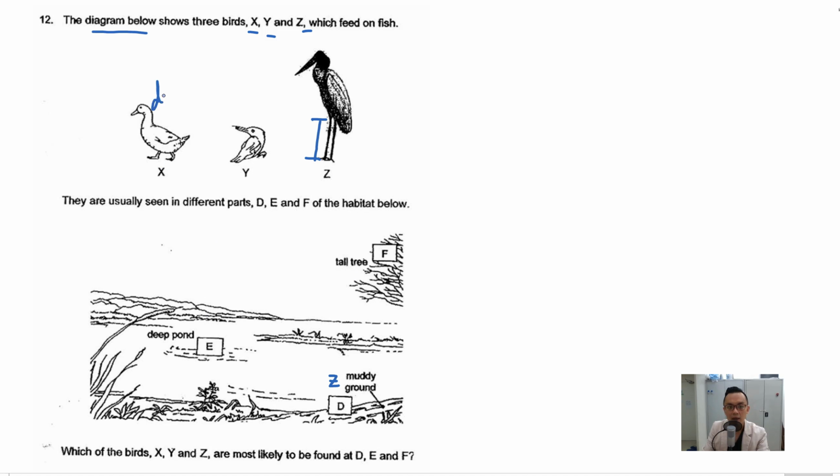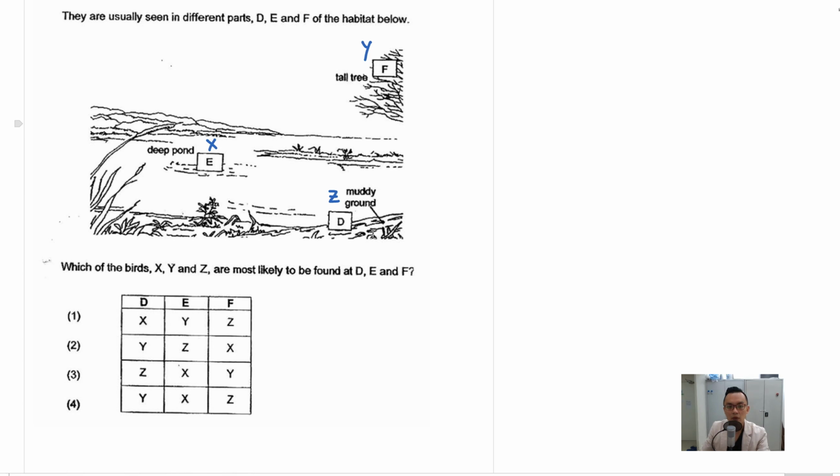This is a duck. So a duck likes to go to a deep pond. I'll put an X over here. And this is a bird that has sharp claws, so it likes to stand on tall trees. I'll put it at Y over here. So let's look at the answer. Which of the birds X, Y, Z are most likely found at D, E, F? Okay, it's very easy to get confused. So at D, I'll write Z. At E, I'll write X. And F, I'll write Y. And then from here, I look for the correct answer, which is this one. All right, so my answer is 3.